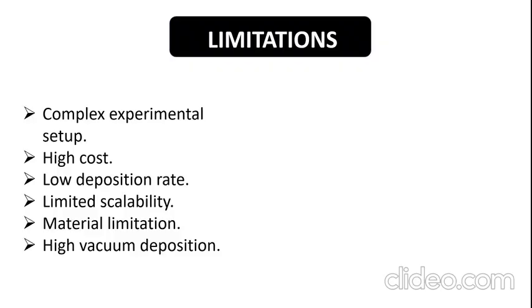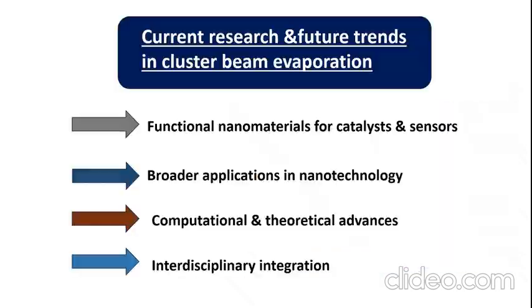And next one is material limitation. Not all materials form stable clusters easily, because whatever materials are available will not all be suitable for this process, and metals are easier than complex compounds. And next one is high vacuum deposition. As we have already discussed, a few materials require ultra high vacuum conditions in which no single air molecule should be present. To remove even that small air molecule, we need ultra high vacuum conditions. That becomes very difficult to install, and it increases the operational complexity. The entire process may become complex.